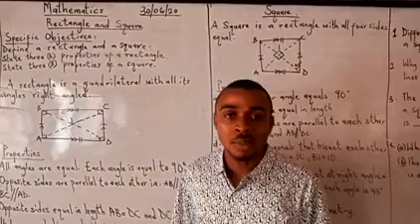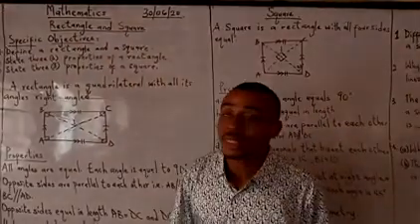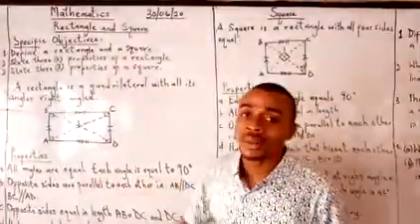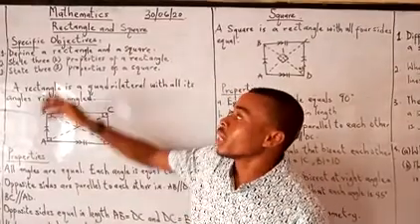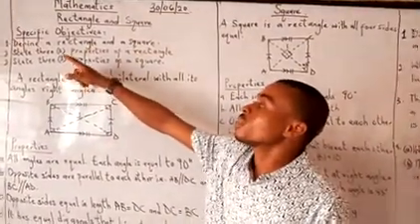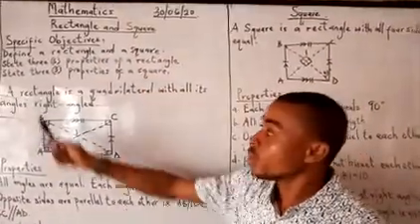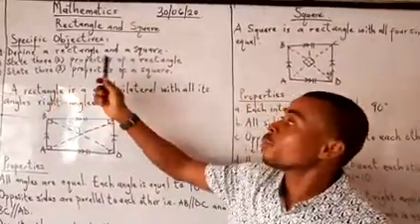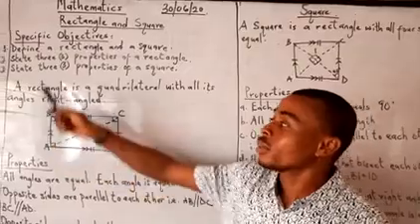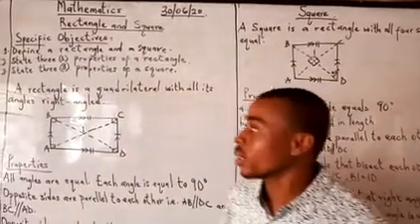My name is still Mr. Prosper, and today in mathematics we'll be looking at rectangle and square. The following are what I expect you to know by the end of the lesson. One, to define a rectangle and a square. Two, state three properties of a rectangle, and also state three properties of a square.